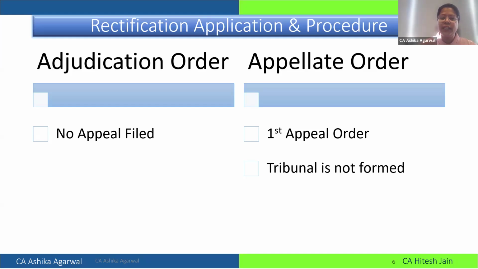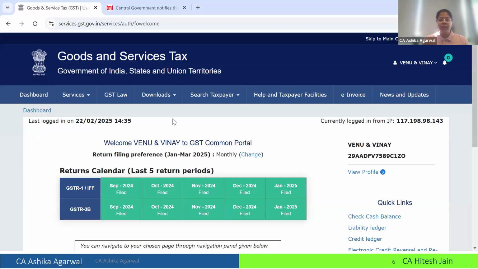Now let me take you through how we can file a rectification. So let me take you to the GST portal. Here you will be able to see services. I hope my screen is visible. Not yet, ma'am. Yeah, now it is visible. So after login, you will see the service tab.